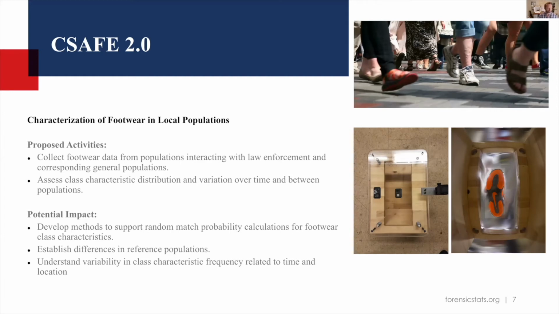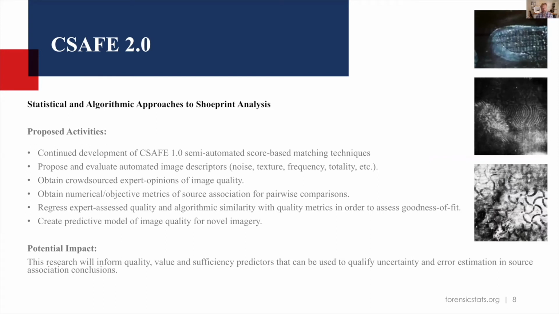The final project here is again focused on statistical and algorithmic approaches to shoe print analysis. During CSAFE 1, we developed semi-automated score-based techniques which look at features extracted from images of evidence and assess probability of match relative to calibrated likelihoods. And we will continue to extend those.